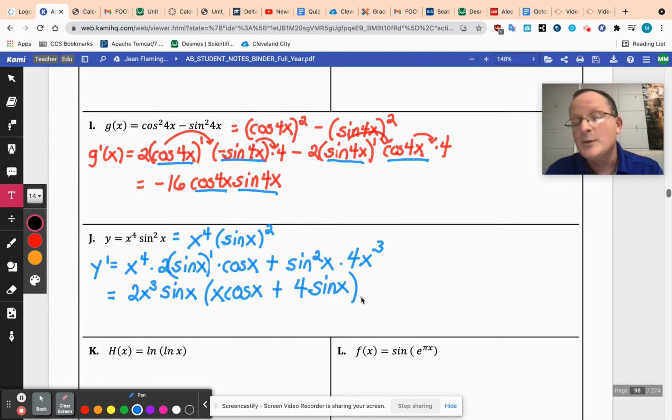We need to try to factor them as much as we can, because later on we're going to be using these things, and so we need to be able to set them equal to something. So let's go ahead and factor as much as we can.